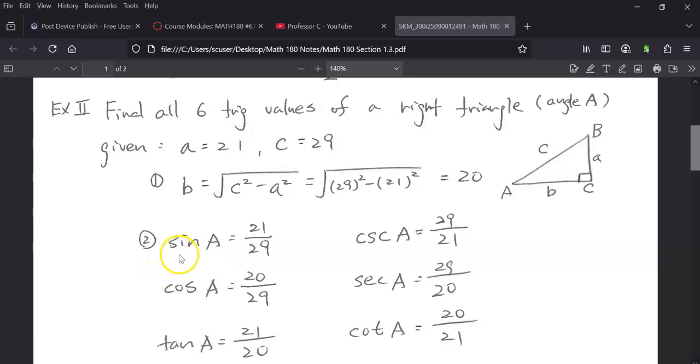Hopefully you still remember. Sine is opposite over hypotenuse, so it's 21 over 29. Cosine is adjacent over hypotenuse. And tangent is opposite over adjacent side. Now our cosecant, secant, and cotangent are the counterparts, because cosecant is 1 over sine, secant is 1 over cosine. So you can see that they're just reciprocals of the original values, and so is cotangent.